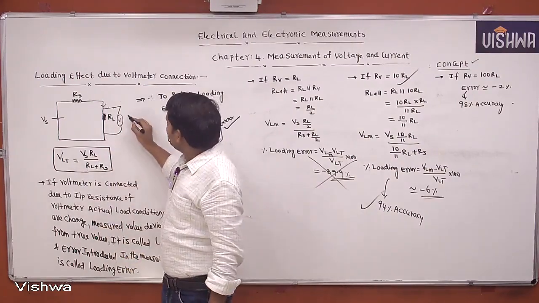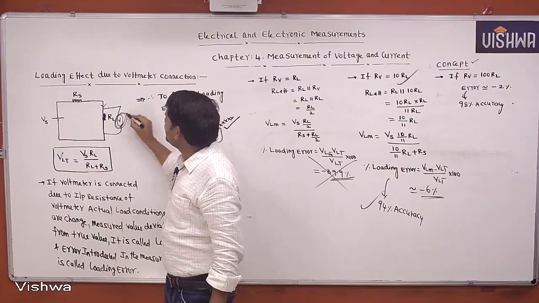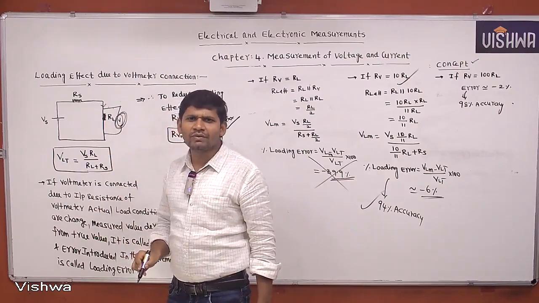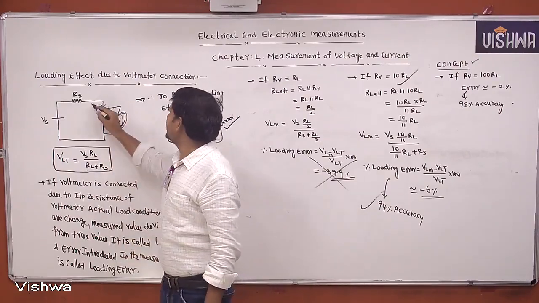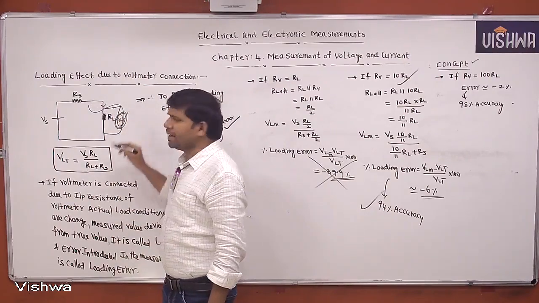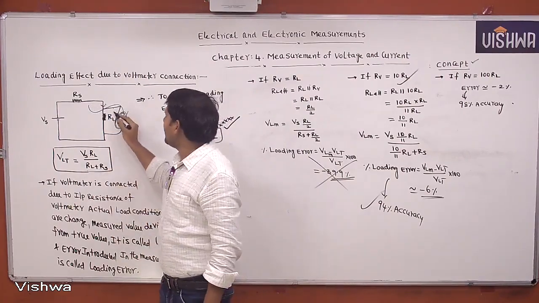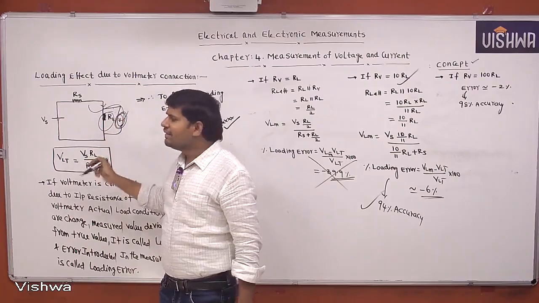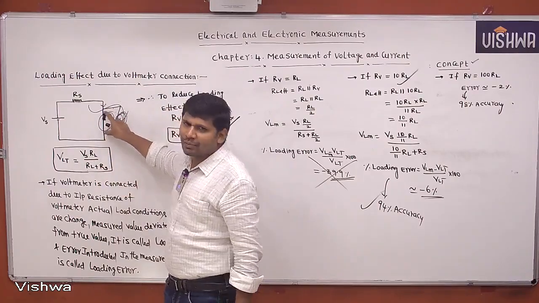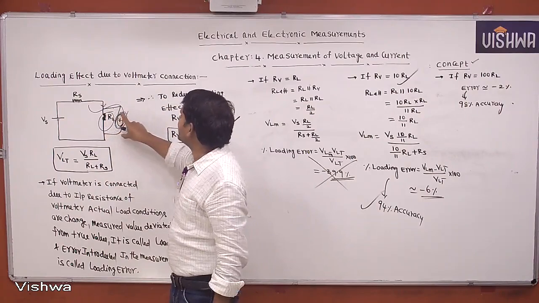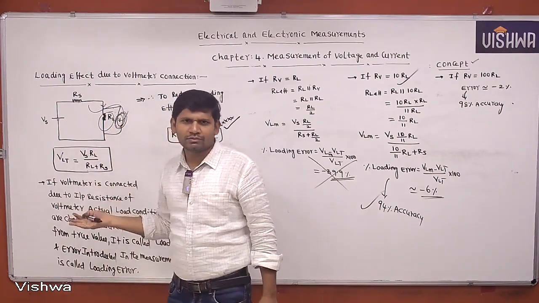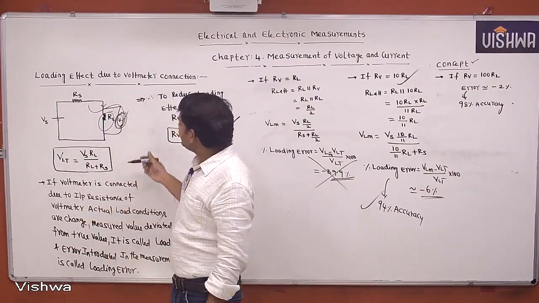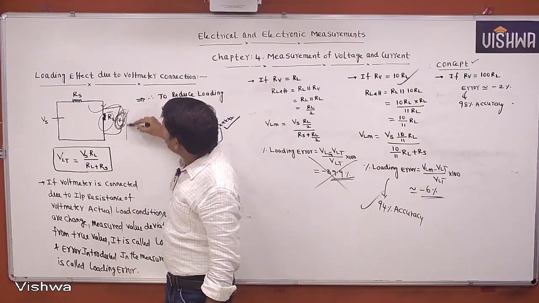If you select the voltmeter with very less input resistance, then total current is passing through the voltmeter. Then the current passing through the load is very less. Then the actual voltage will not build up. Once the actual voltage does not build up, it cannot measure the actual voltage. That's the problem. That's the reason why you select the voltmeter with high input resistance.